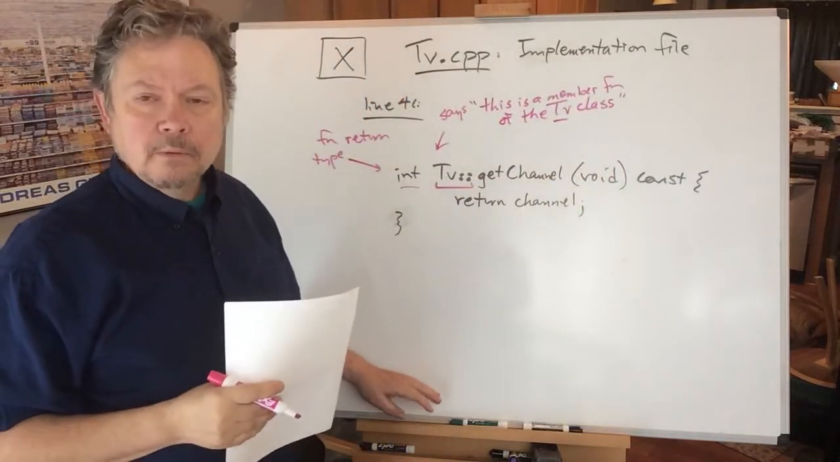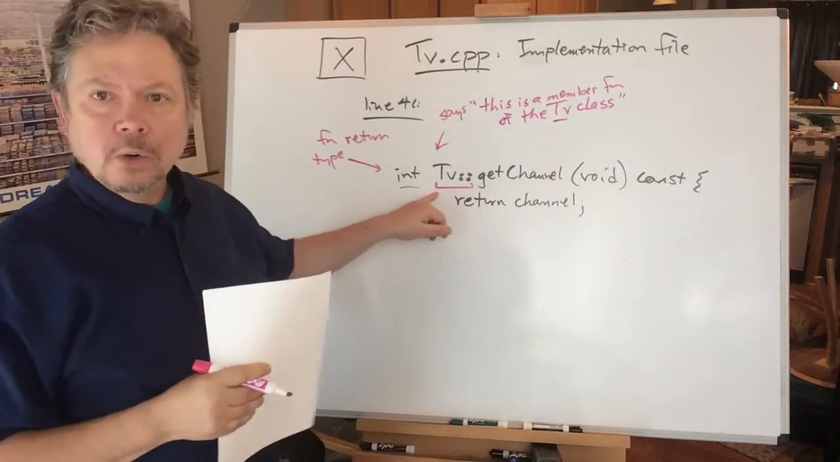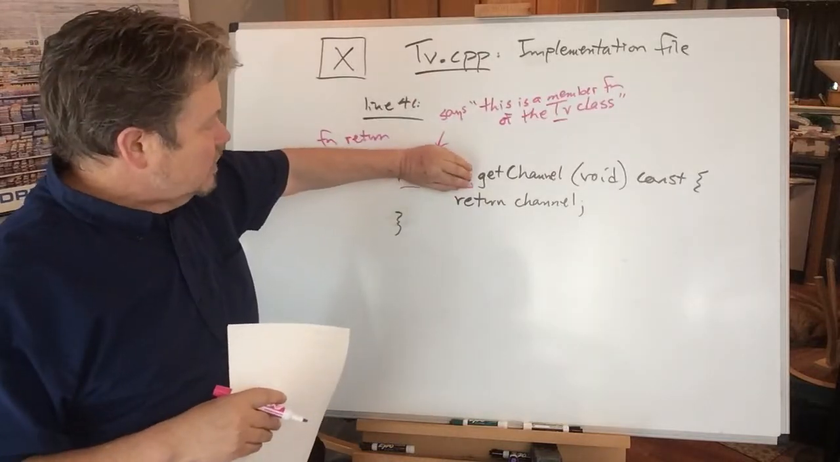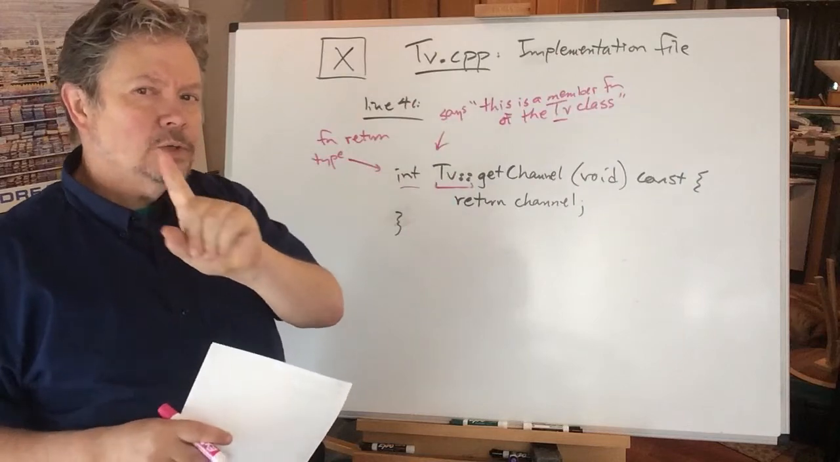If you want to be a member function, you have to proclaim yourself as such. You have to have TV:: out front of yourself. Otherwise, you're just a plain old function. If I got rid of TV:: it would still be a function, getChannel, but there'd be a problem that I'll point out in just a second.